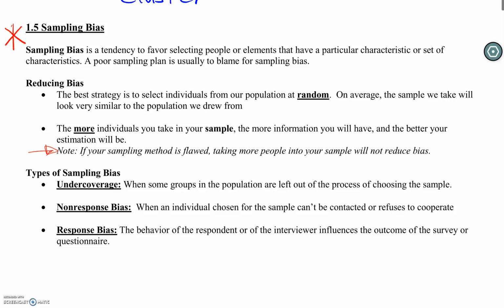So our types of sampling bias, there are three. They are pretty much what they sound like. Undercoverage means we didn't fully cover everybody. We left someone out. This would be the example of people without a permanent mailing address in our census.